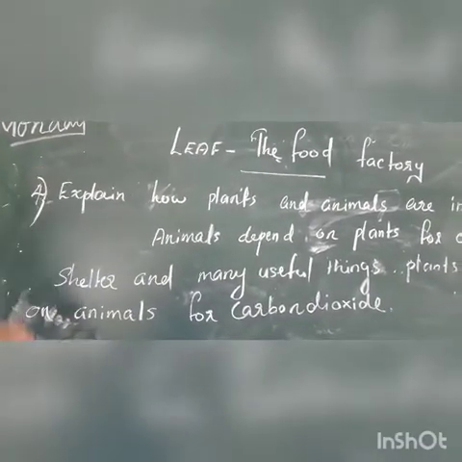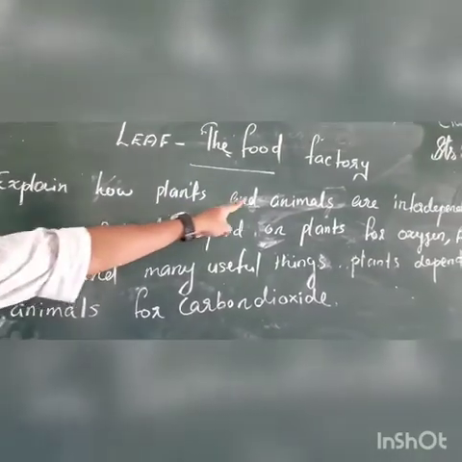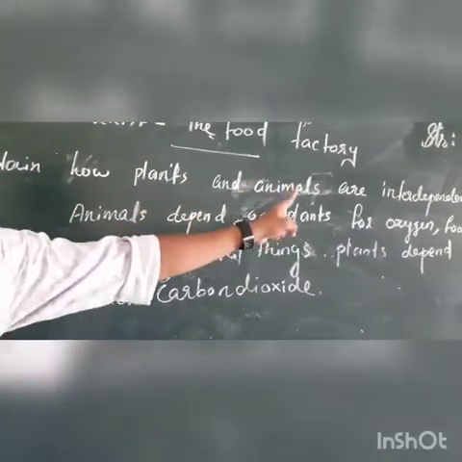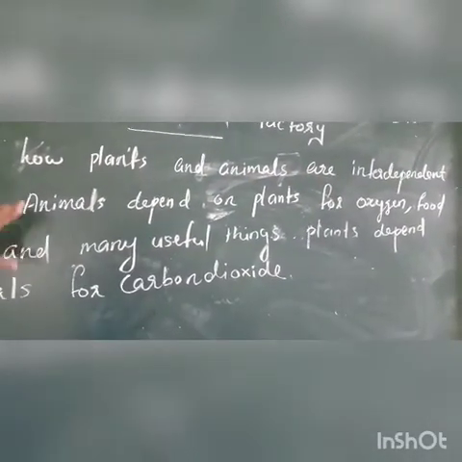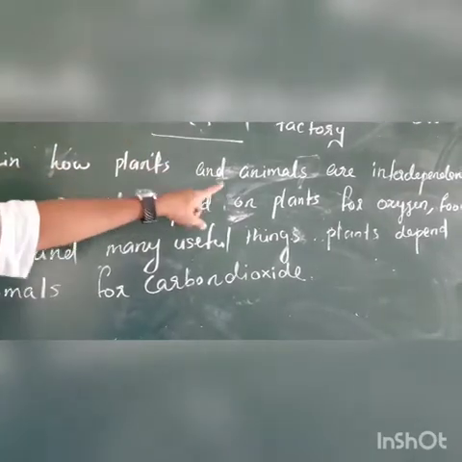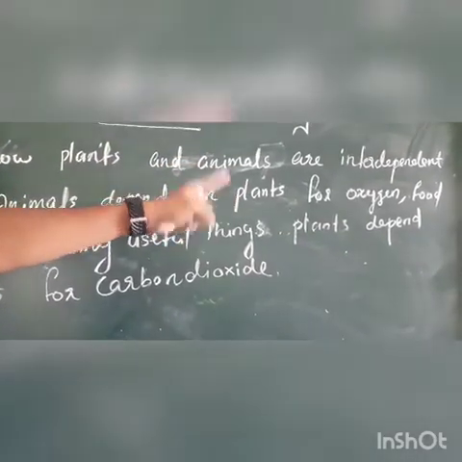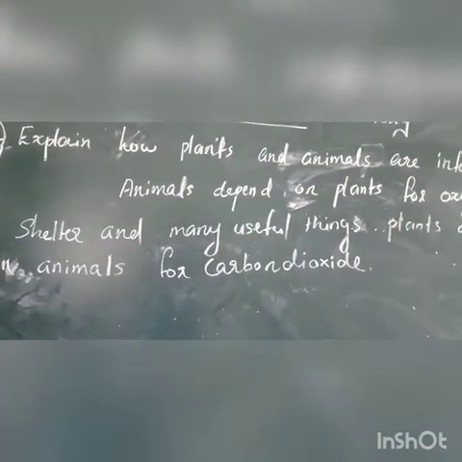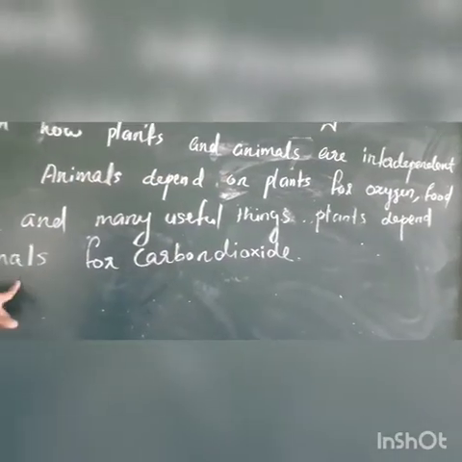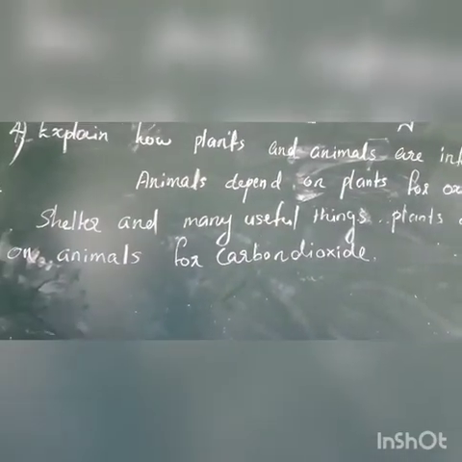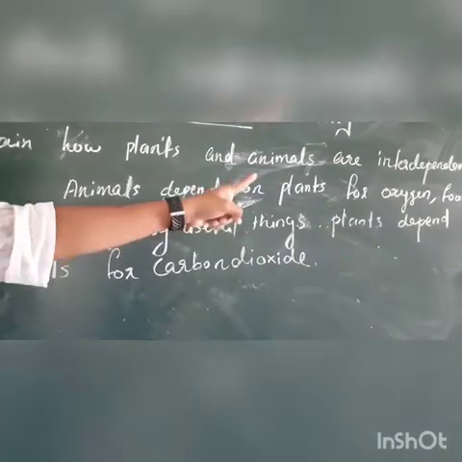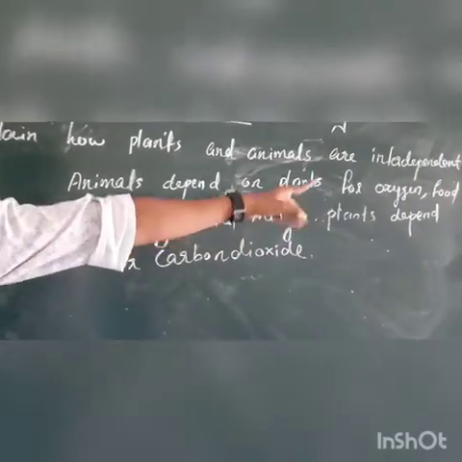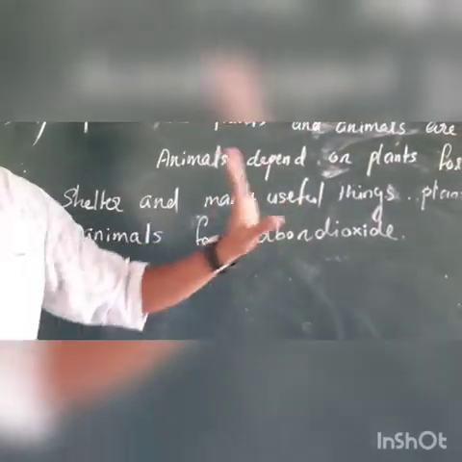Fourth question. Explain how plants and animals are interdependent. Answer: animals depend on plants for oxygen, food, shelter and many useful things. Plants depend on animals for carbon dioxide.